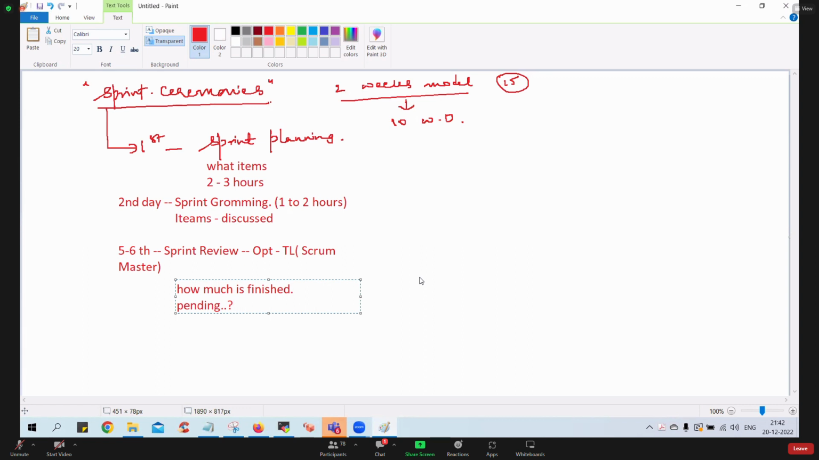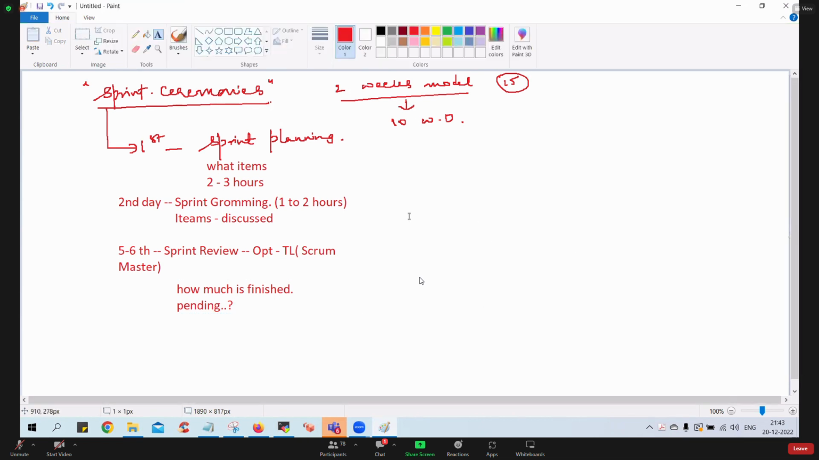And keep in mind, the next point: generally it happens on the 5th and 6th day, but the same scrum master would have the power to take this meeting on any given day within the sprint. He can take it on the 8th also, on the 9th also, on the 3rd also. But the most common observation is that half of the sprint is finished, and you want to analyze how much work is finished and how much is pending. So that happens on the 5th and 6th day.